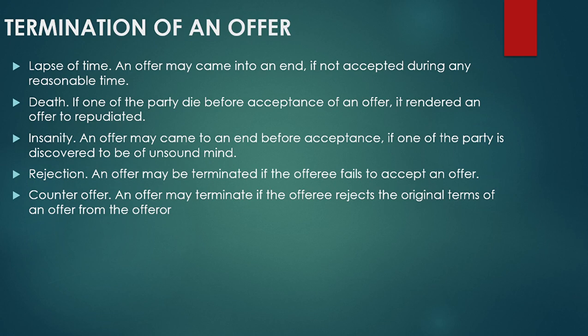If either the offerer or the offeree is discovered to be of unsound mind or insane before the acceptance of the contract, the offer will not be legally binding, since he made that offer when he was not in a condition to understand the offer he was getting into. Or the other party, either the offerer or the offeree, has knowledge of the insanity of that person.